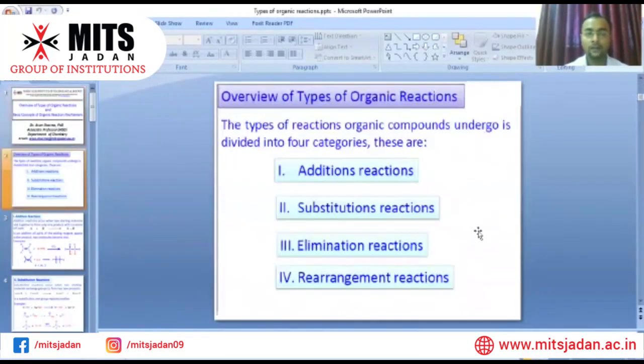As you already learned in your previous classes, there are basically 4 types of organic reactions. Their names are as follows. First is addition reactions, second is substitution reactions, third is elimination reactions, and last one is rearrangement reactions. One by one, we will discuss these reactions in our coming slides.